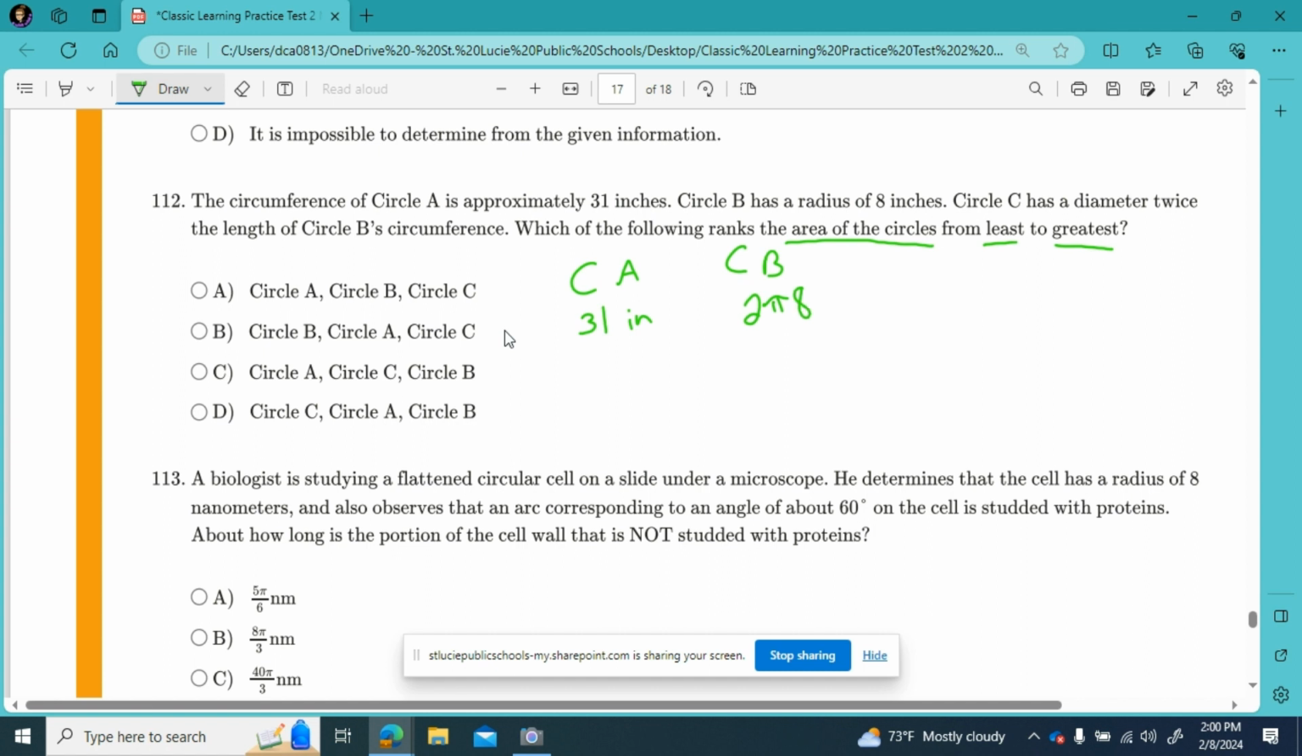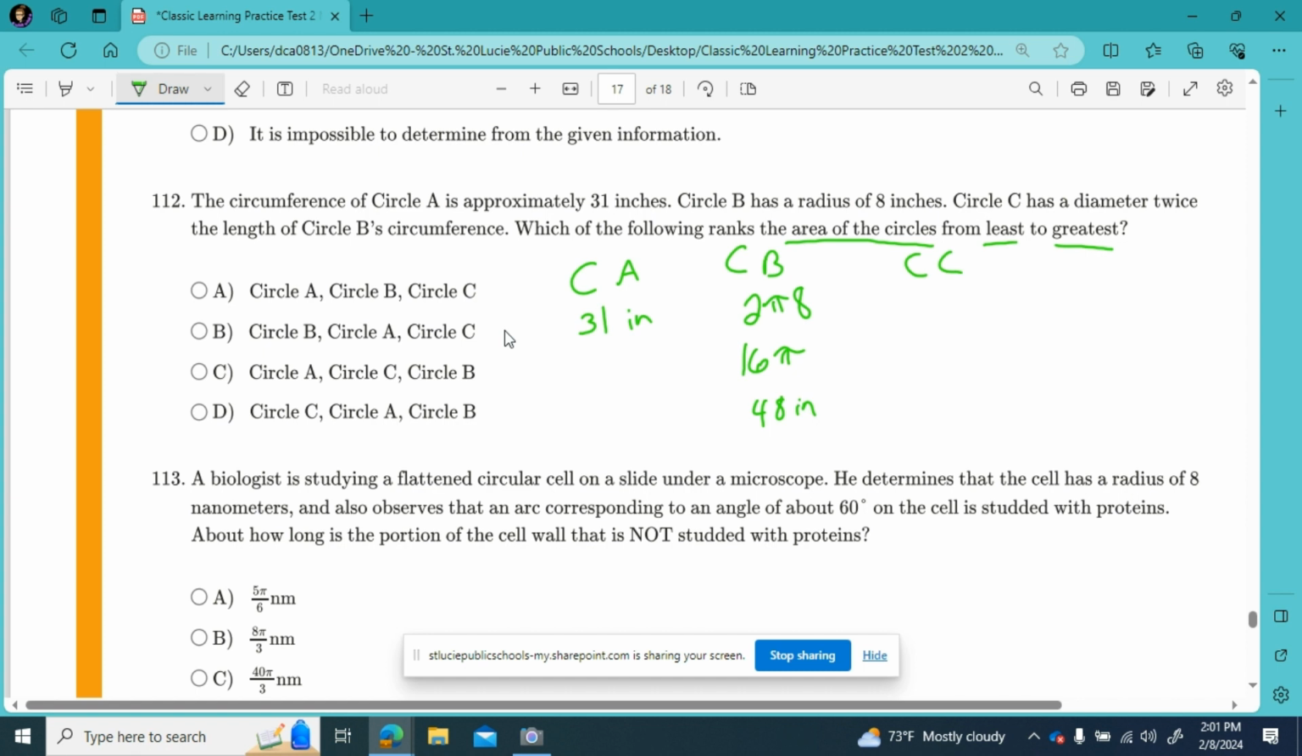It would be about 2 times 8 is 16 pi, and 16 times pi, pi is about 3.14, or even just about 3 if we're just estimating, right? We'll just round it to the whole number. 16 times 3, 16, 32, 48. So the circumference would be about 48 inches. And then circle C has a diameter twice the length of circle B's circumference.